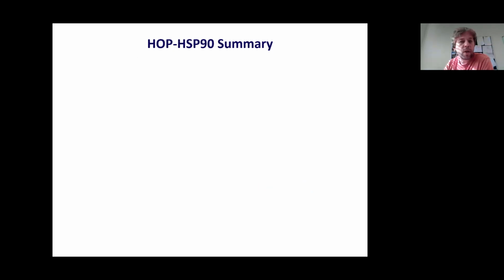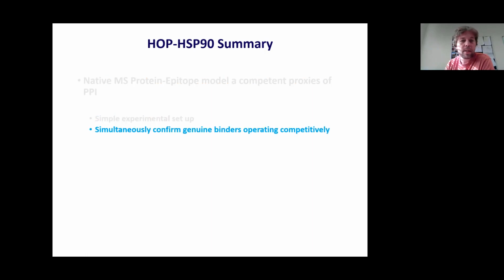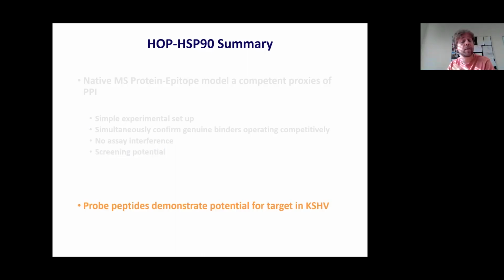So in summary, our native MS protein epitope model was shown to be a competent proxy of our protein-protein interaction, with a simple experimental setup, simultaneously confirming genuine binders operating competitively. Forgot to tell you how that works. I can answer that as a question later. There's no assay interference, and it has screening potential for more inhibitors downstream. Also, these probe peptides demonstrate the potential for this PPI as a target for Kaposi sarcoma.